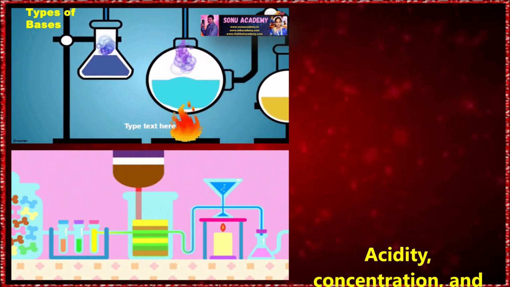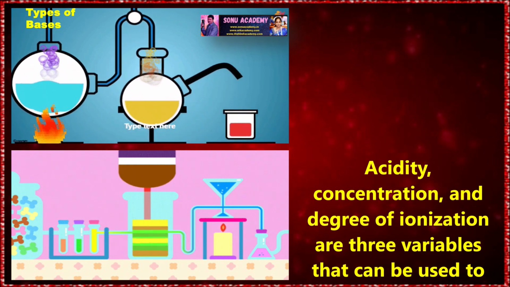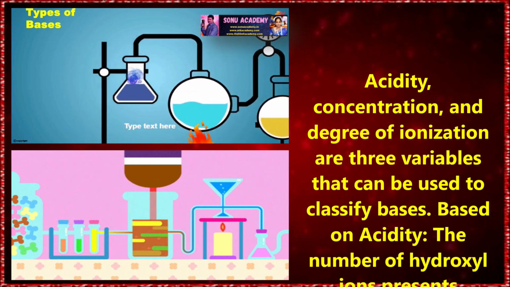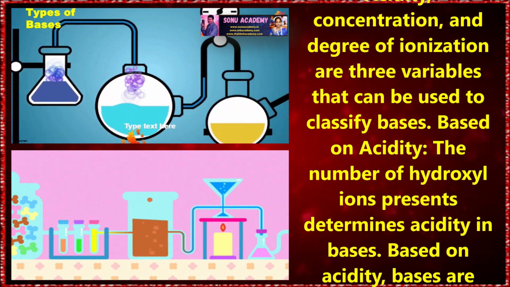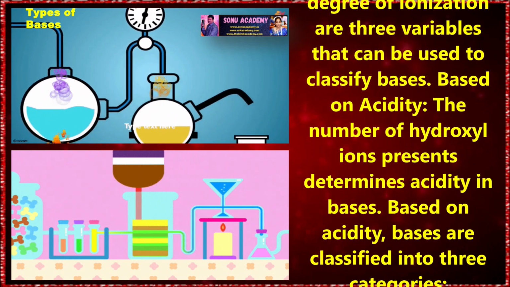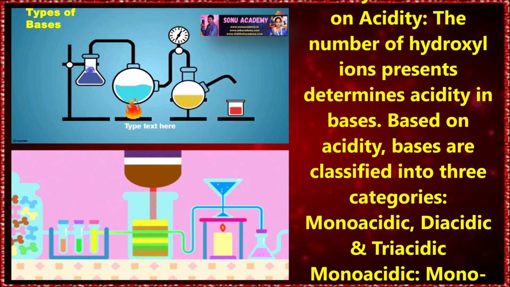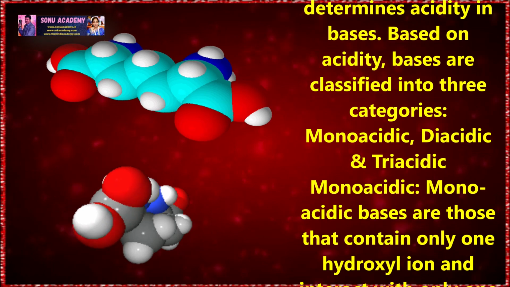Children, now let us discuss the types of bases. Acidity, concentration and degree of ionization are the three variables that can be used to classify bases. Based on acidity, the number of hydroxyl ions present determines acidity in bases. Based on acidity, bases are classified into three categories: monoacidic, diacidic and triacidic.